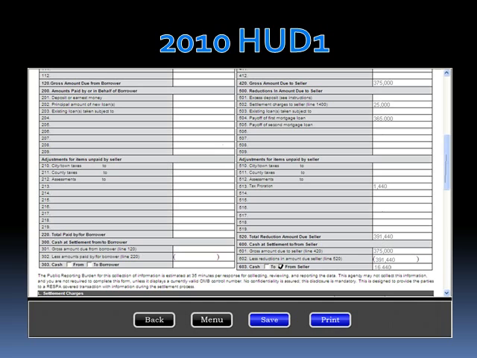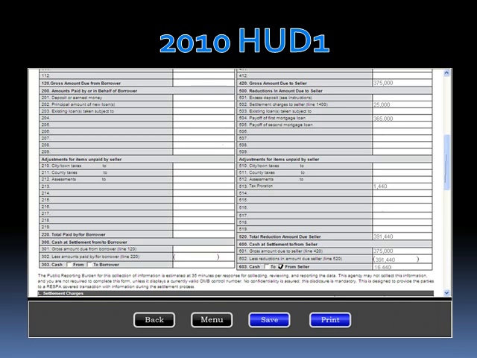Now in the 500s, we get to the seller's reductions, and we start with the settlement charges in line 502, and then on down to the payoff of the first mortgage in line 504. If there's a second, you can put it right below. Then we go down to line 513, and we put in the prorated taxes that the seller is due to pay. Then all those fields are added together and filled out in line 520, total reduction amount due to seller.